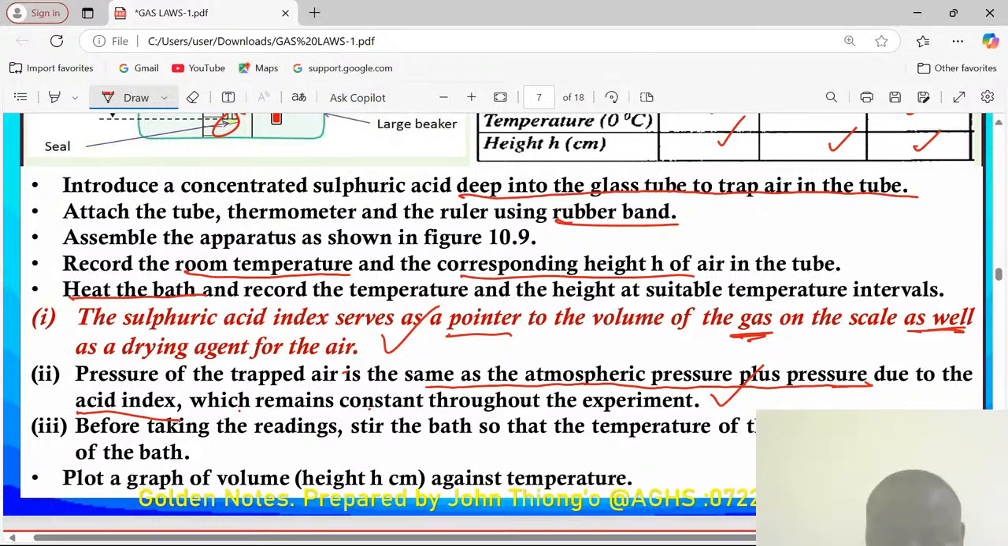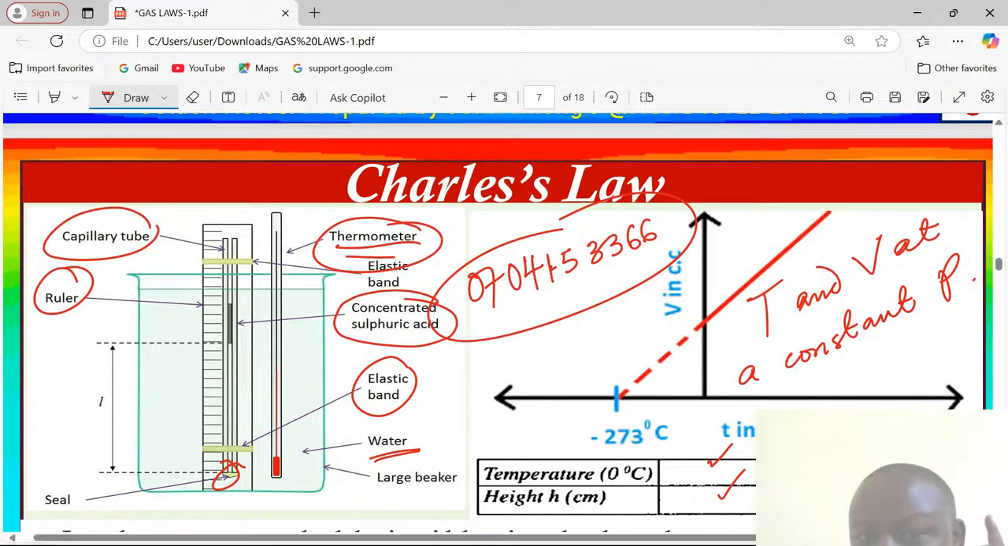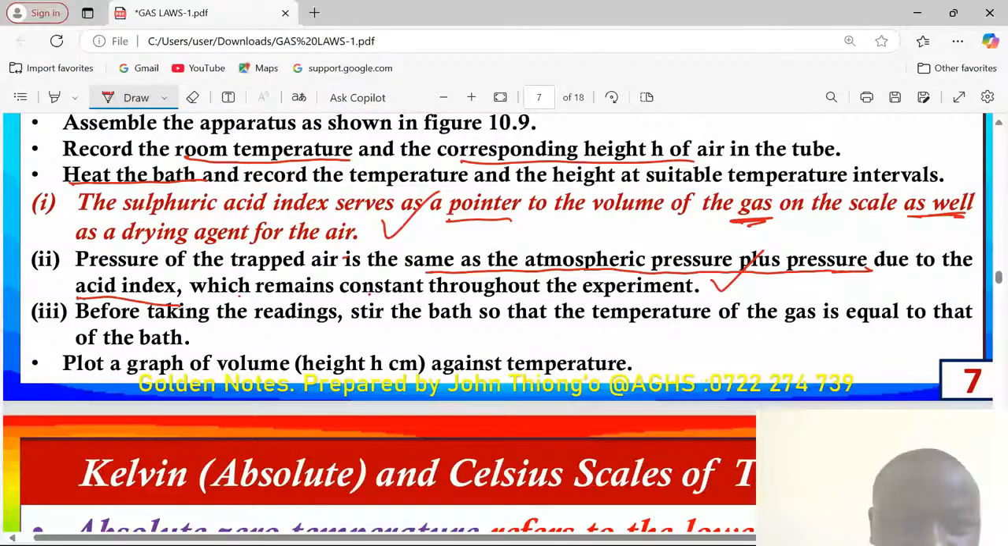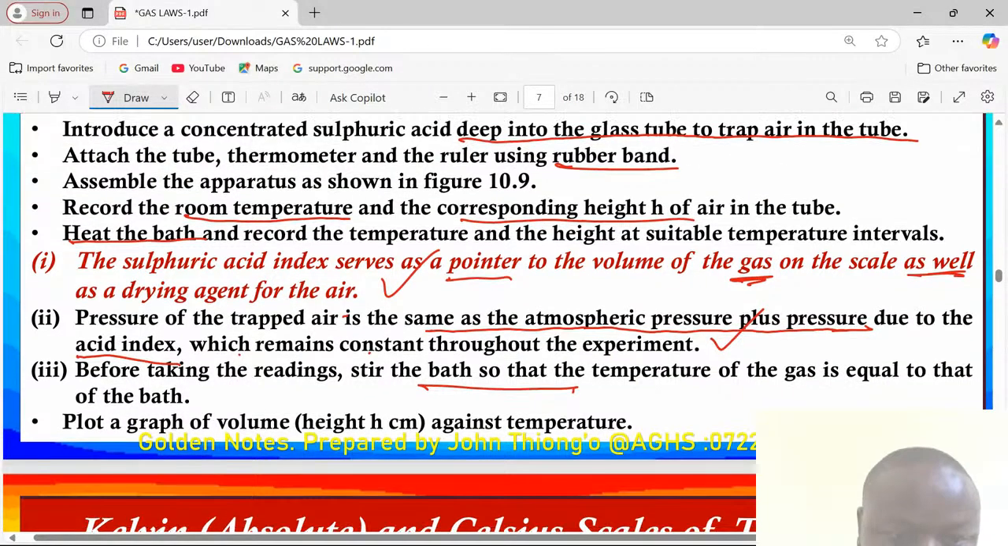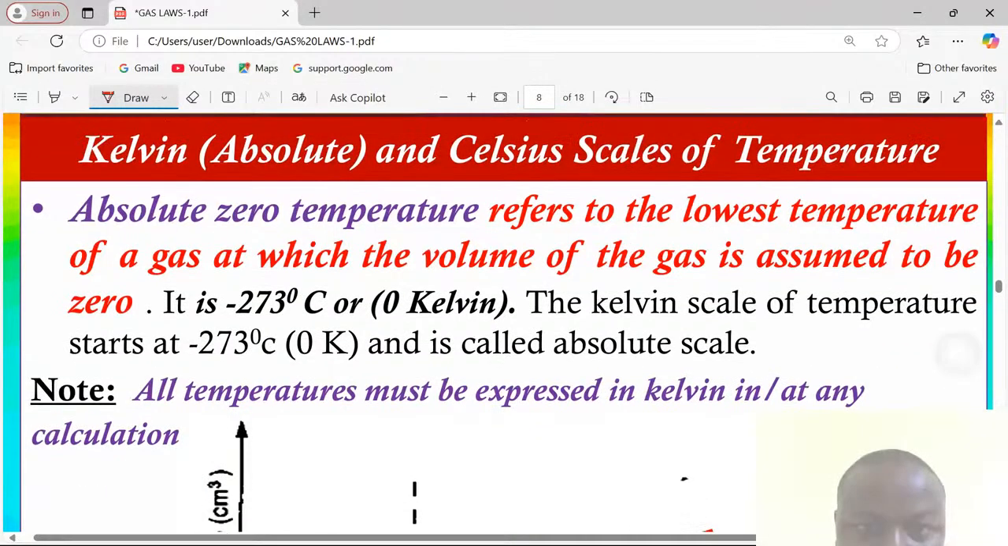What ensures that the pressure is constant? The tube is open, therefore, pressure exerted by the column of concentrated acid together with atmospheric pressure is constant throughout all the stages. Whenever results are being taken, pressure is just constant. Before taking the readings, start the water bath so that the temperature of the gas is equal to that of the bath. Then plot height against temperature.